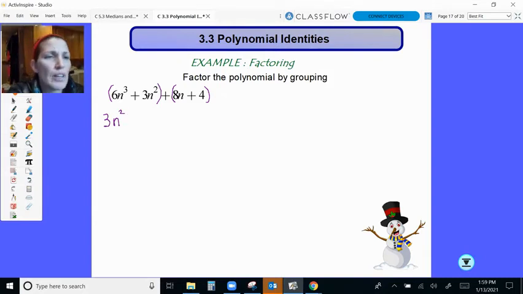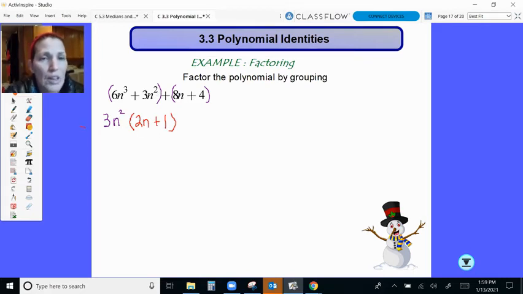That's going to leave me with 6 divided by 3, which leaves me with a 2. I'm going to pull out 2 n's here, so I'll have just a 2n. Plus 3 divided by 3 is 1. And I pulled out both n's there, so it's going to be just 2n plus 1. Be sure you put that 1 there. Okay, it's not just a nothing. 3n squared divided by 3n squared is 1. So you got to make sure you put that there.